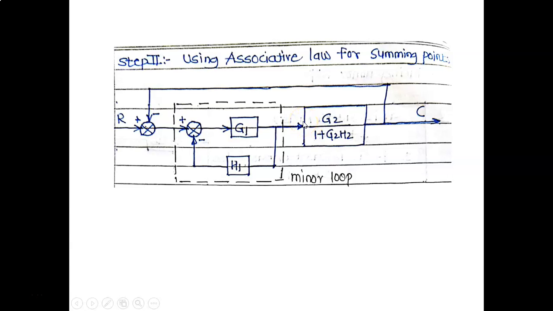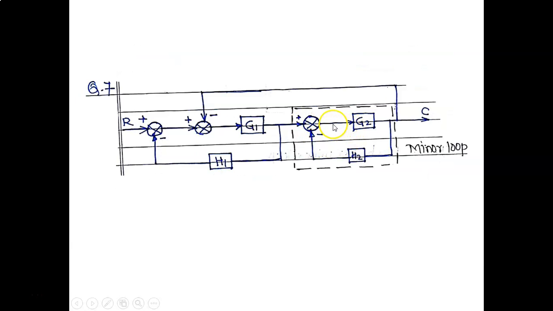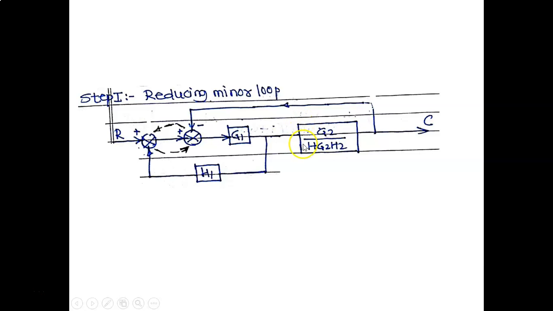Therefore, first of all, we will reduce this minor feedback loop. This summing point, this block G2 and this block H2 form a feedback loop. Therefore, its value will be G2 divided by 1 plus G2 H2. See that: G2 divided by 1 plus G2 H2. Again, this same diagram will be there.